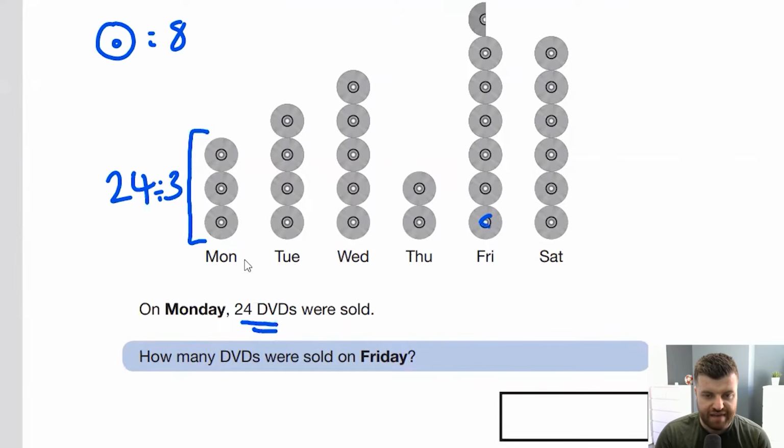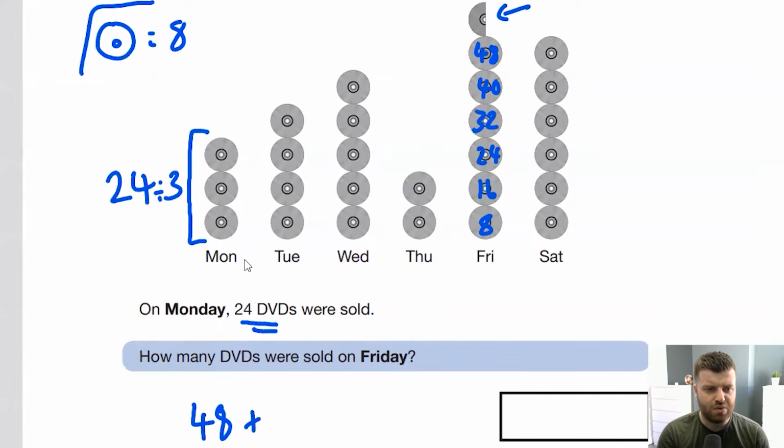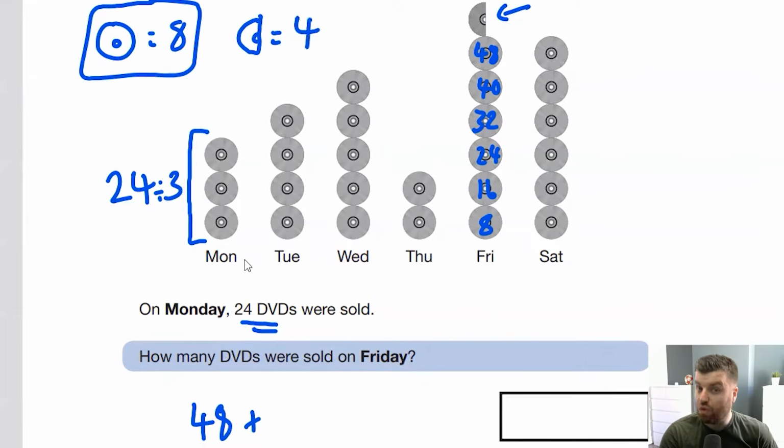Let's go to Friday. We have 8 here, 16, 24, 32. See how important your times tables are. 40, 48. But then we have a half disc. Well, if 1 whole disc is worth 8, then it should be quite straightforward to figure out that half a disc is going to represent 4. So we have 48 there in total. We're going to add on 4 to get our half, and the answer is 52 DVDs were sold on Friday. Let's move on.